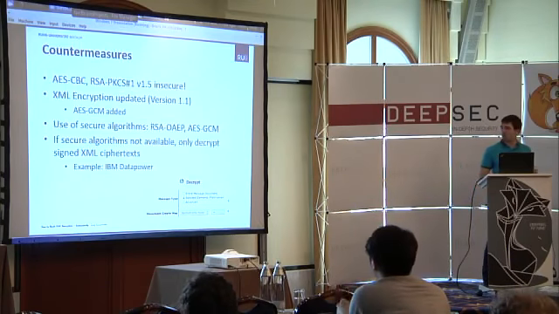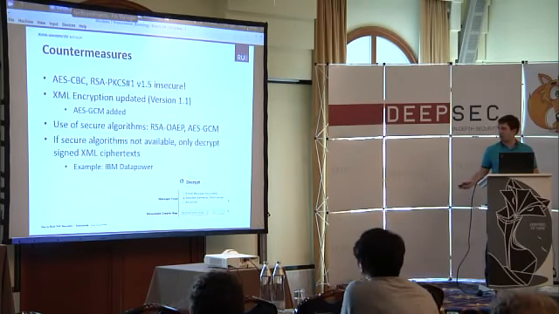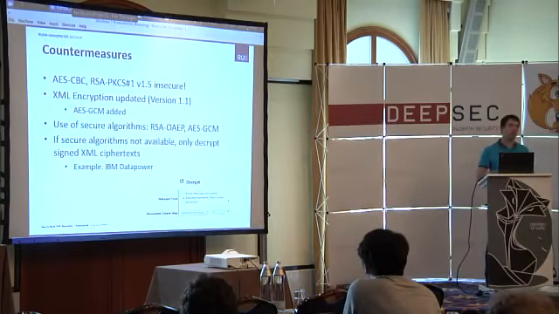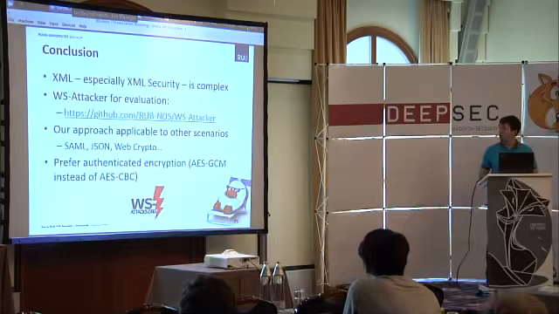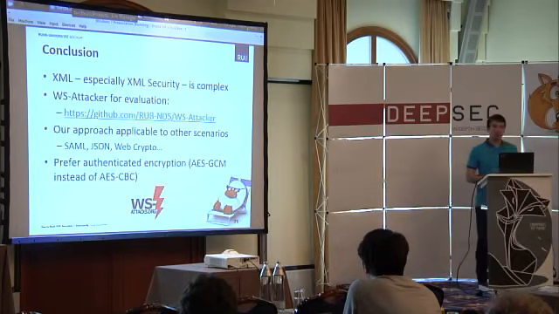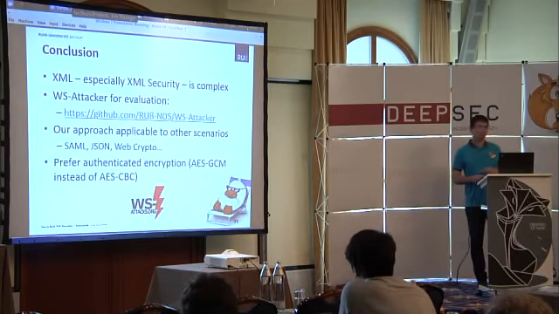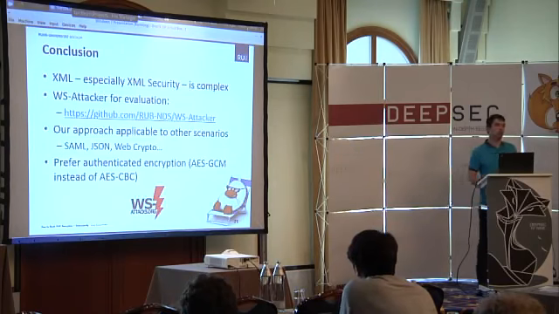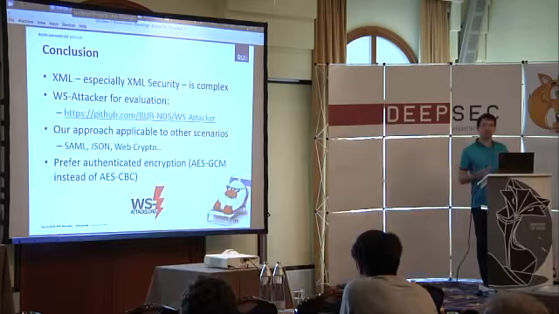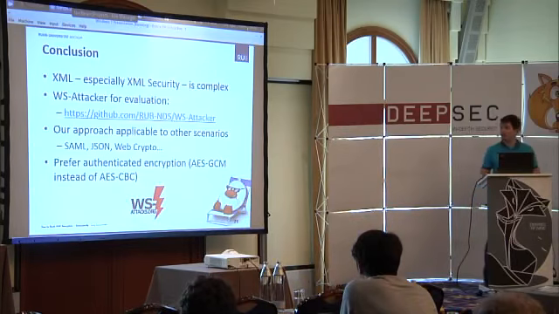For example, in IBM DataPower, you can select specific elements which are going to be decrypted, then you can sign them, and every time ensure that only specific elements are encrypted. Okay, to conclude, XML is very complex, especially XML security, because it combines XML standards, XML security standards, cryptographic mechanisms, and so on and so on.